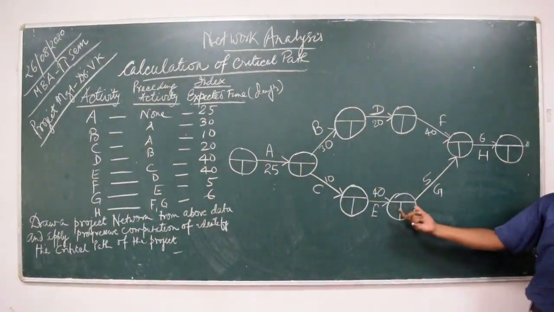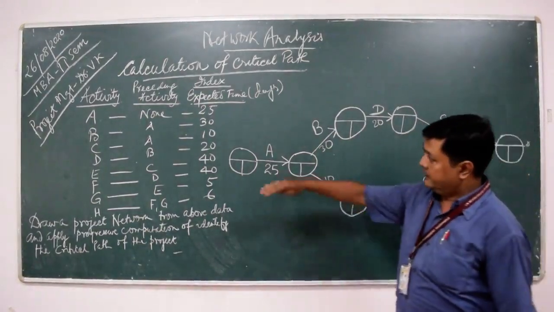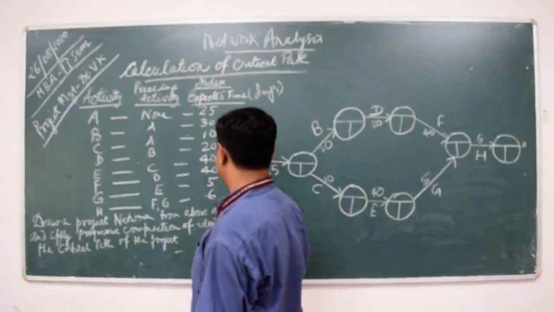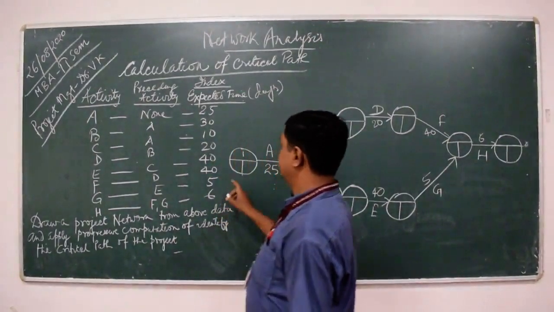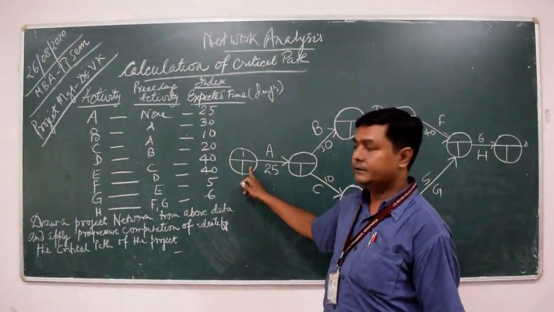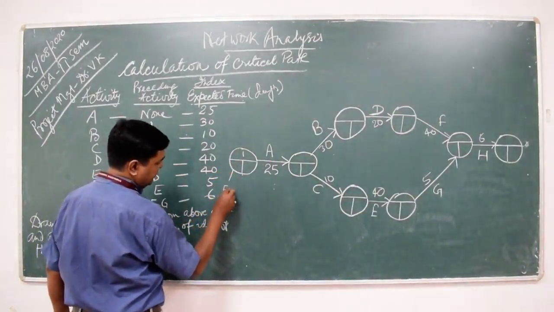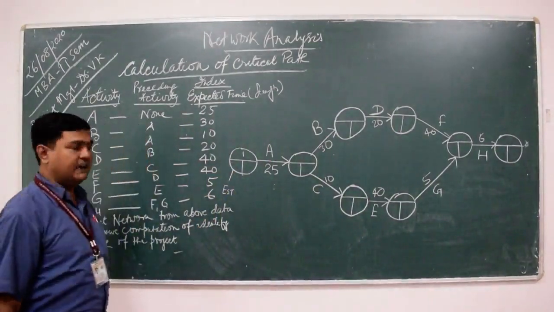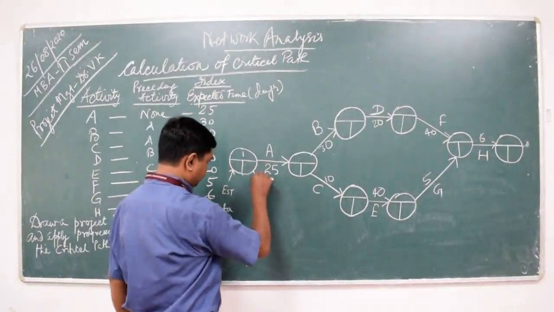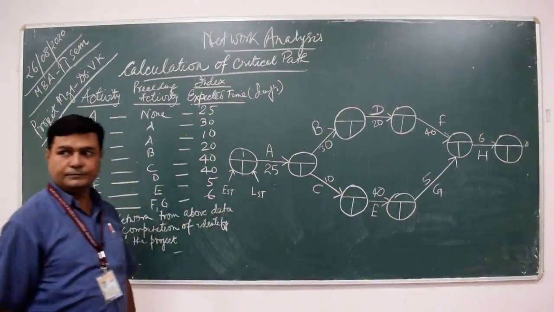I have divided all the events, that is represented by the circle, all the circles in 3 parts. The first half circle is representing the number of events, which is obviously 1. And the second half circle is again divided into 2 parts. The first part is representing the earliest start time, which is denoted as EST, whereas the second part is representing the latest start time. It is clear to all of you?